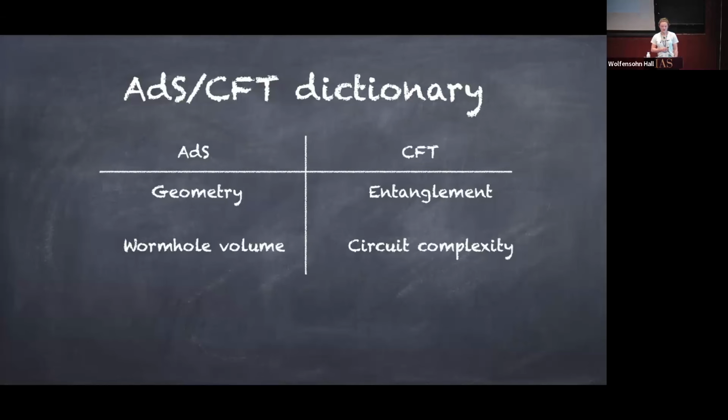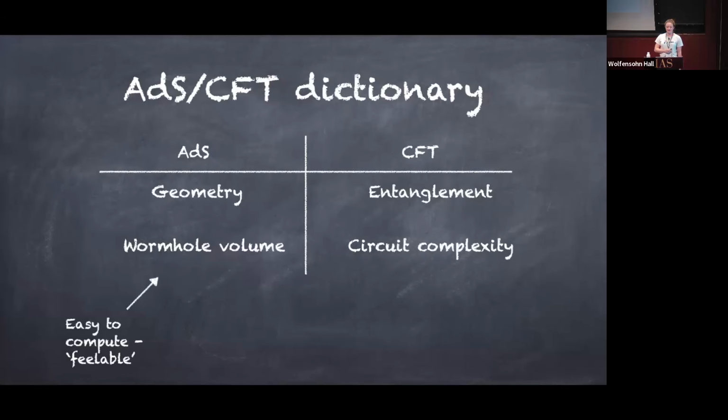Okay, so I think the geometry equals entanglement entry here is very well accepted by physicists. And for wormhole volume equals circuit complexity, there's maybe a little bit more uncertainty around that, but the idea that wormhole volume equals something like complexity is again pretty well accepted by the physics community. But for the computer science community, these entries in the dictionary raise some questions.